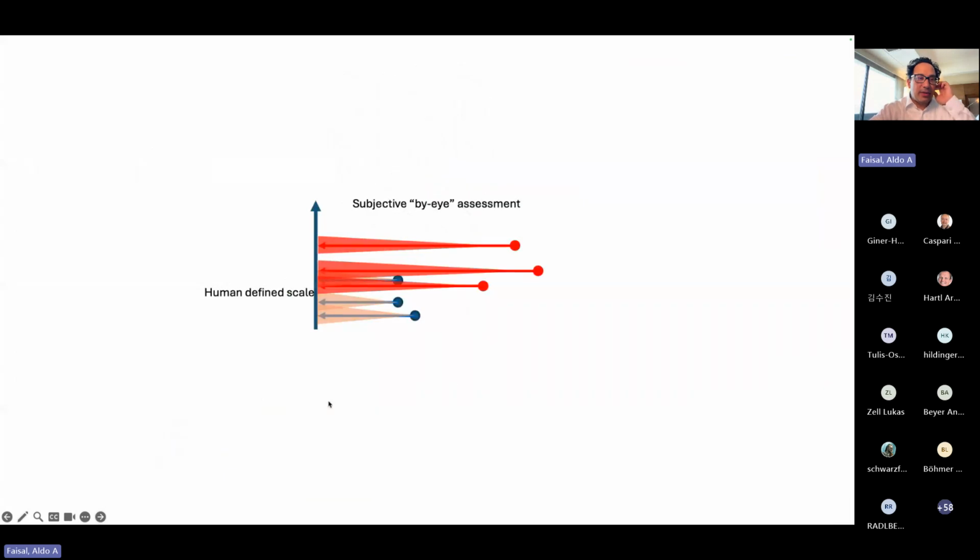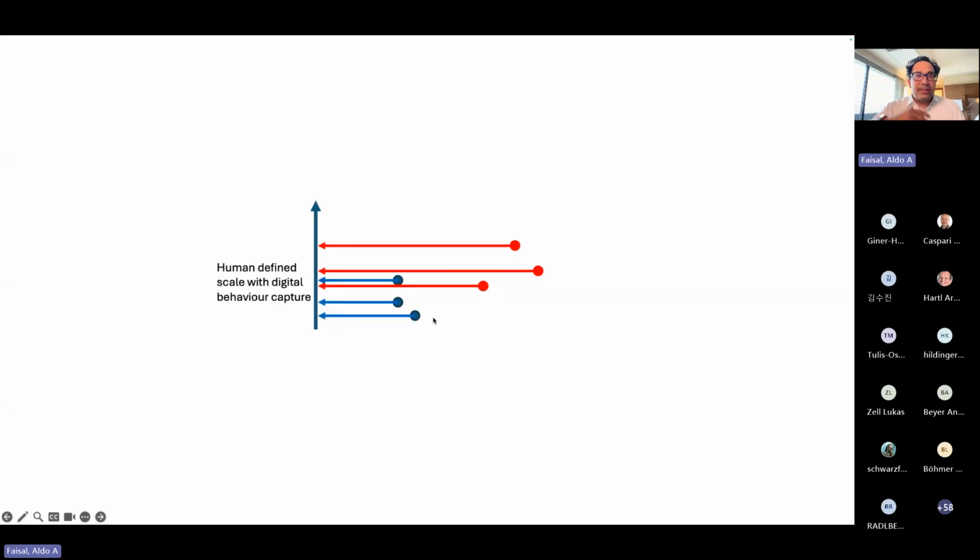And basically, the story goes roughly like this. Imagine you have a human-defined scale and you have patients who are sick, we draw them in red, and patients who are healthy, we draw them in blue. You project them onto the scale, and you do that by eye observation because that's the standard in neurology. And then you have, of course, some human interpretation error, and it's not easy to distinguish the red from the blue ones.